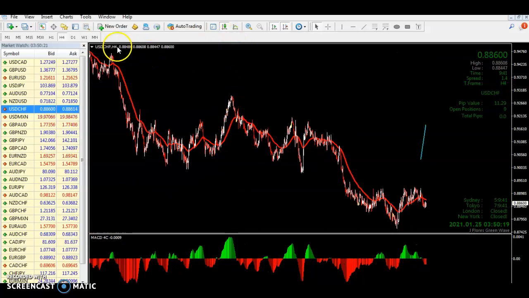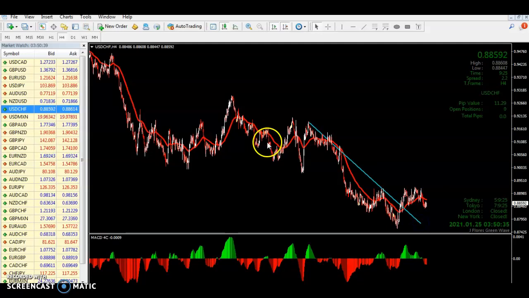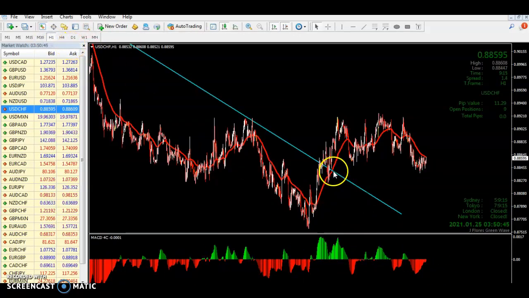USD CHF, 4 hours. Okay, what is the last move on the 4 hours? Okay, the last move, I will say, we'll pick this one right here. Put a trend line. Okay, you have a trend line right there. So let's look at this move right now. It looks like it already broke that trend line.